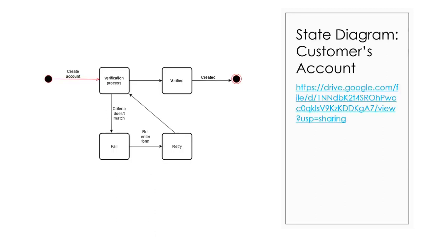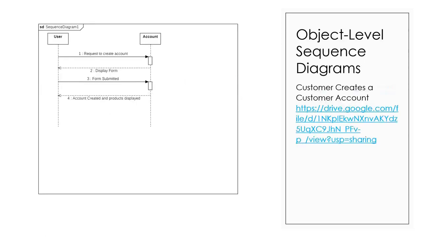Next we have the state diagram for the customer account. It will show us the customer account in different stages. First, when the user creates an account, it goes into the verification process. When it fits the criteria, the account is verified and created. If it doesn't fit the criteria, it fails and it goes to the retry so that the customer can retry to validate the form.